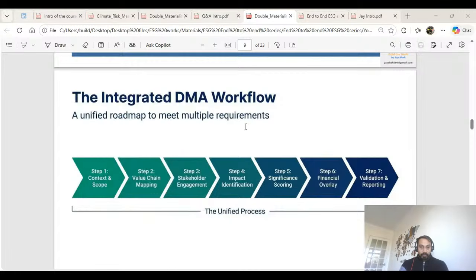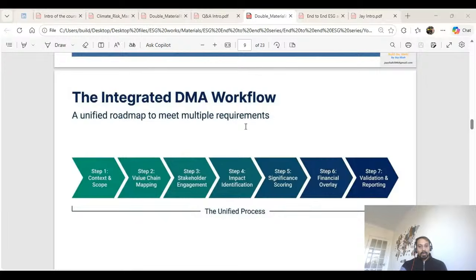The second one is value chain mapping, third is stakeholder engagement, which is a very important step. The fourth one is impact identification. The fifth one is significance scoring. The sixth is the financial overlay, and the seventh one is validation and reporting. So this is your unified DMA roadmap of 7 steps.